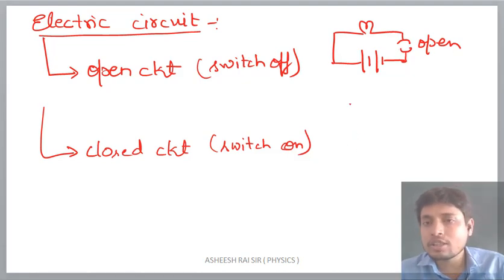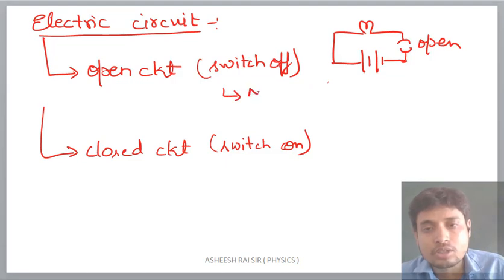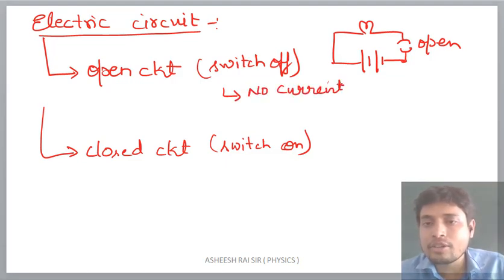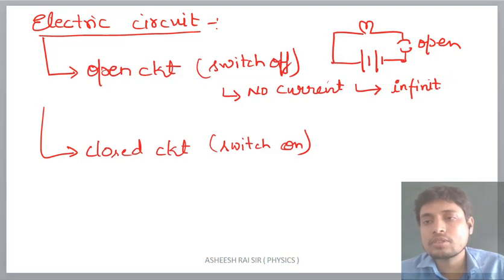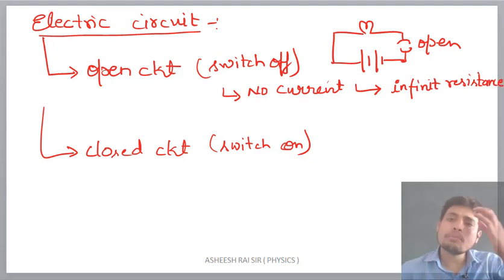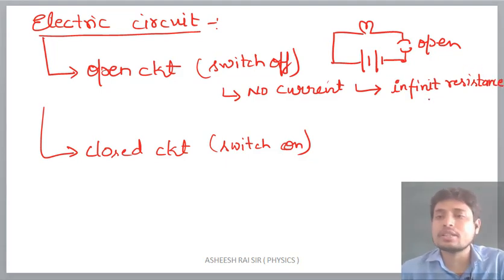In the open circuit, no current is flowing in the circuit. No current. And thus we can say if there is no current, then there is an infinite resistance. About the resistance we will discuss in the next topic.